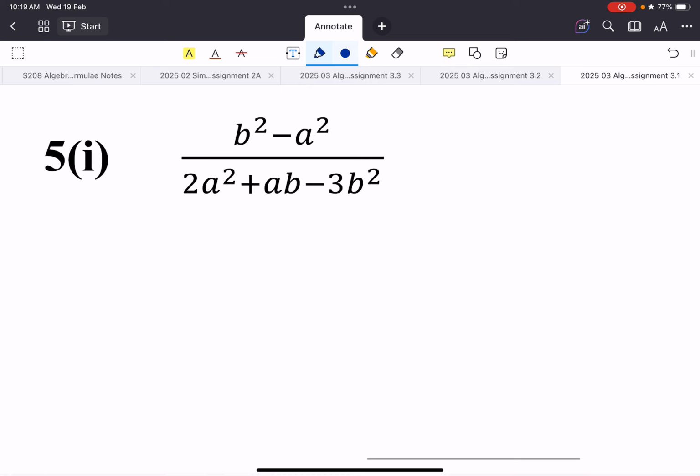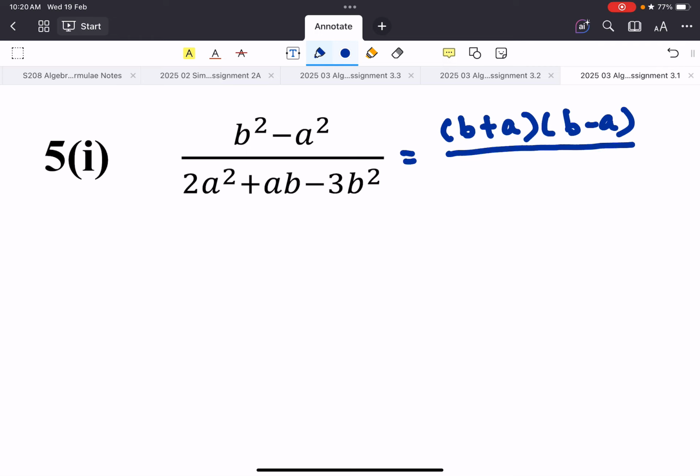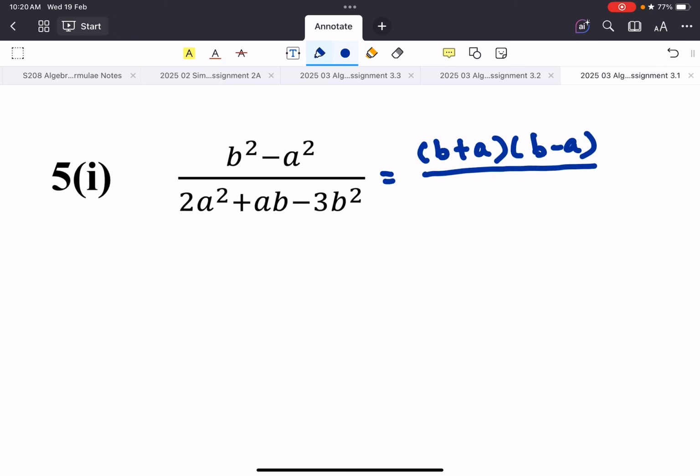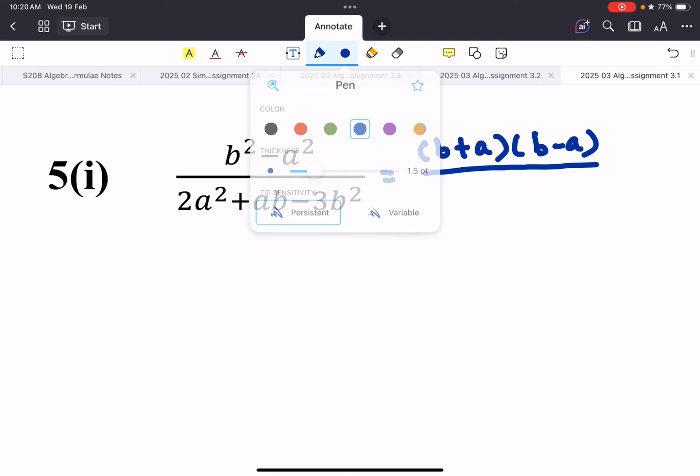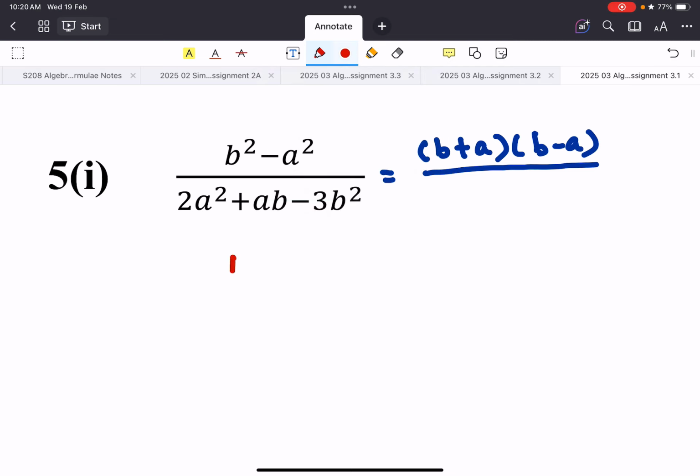Here we have another situation. Right? Again, the numerator will give us b plus a followed by b minus a, right? Now the denominator, this is a bit tricky. We will still apply the cross method here. It can work. So because this is slightly more complicated, let's give it a try.